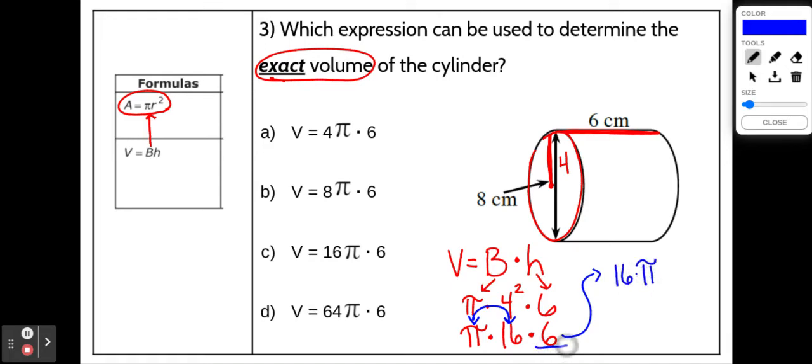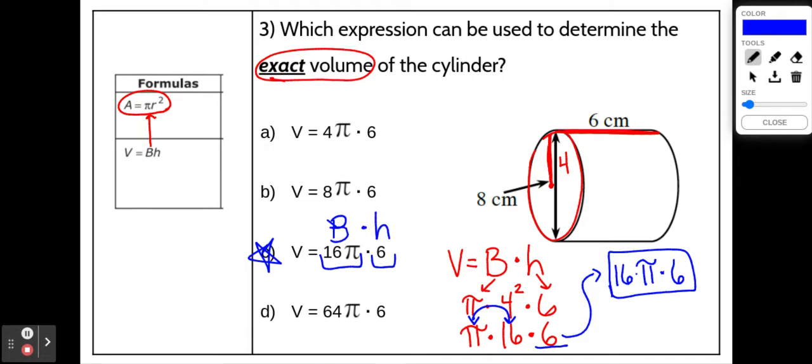And then don't forget that we have to multiply that by the height. Oops. And the height is 6. So now look at your answer choices. Do you see this answer as one of your answer choices? 16 times pi times 6. Yeah, absolutely. Answer choice C. The 16 times pi is the area of the base, and then they multiplied that by the height. So this is your big base times the height. And there's the answer.